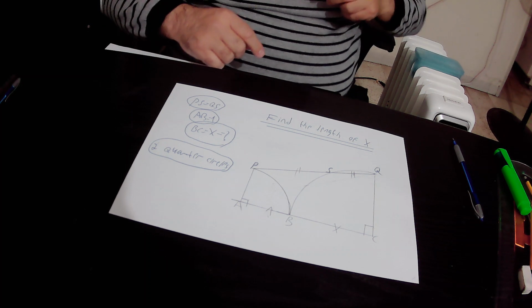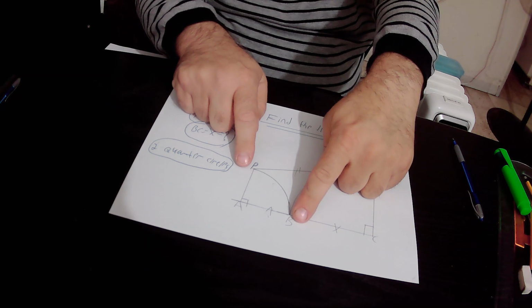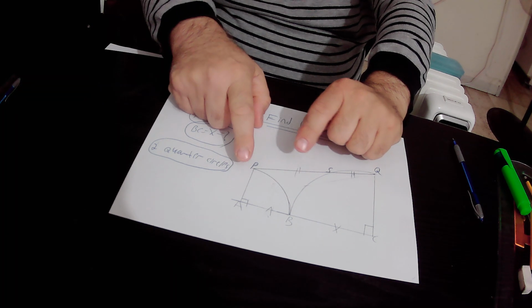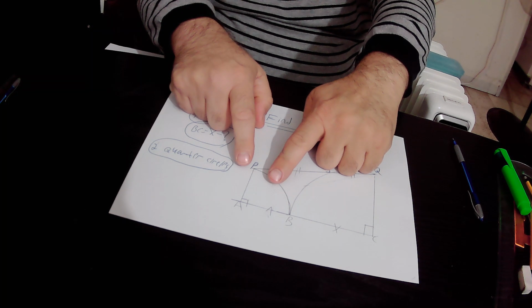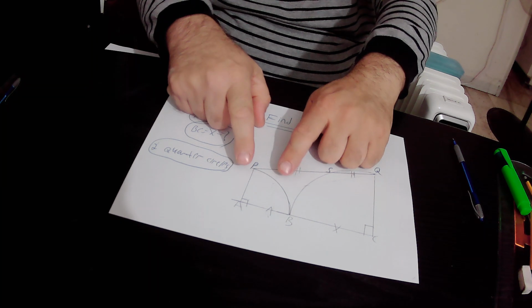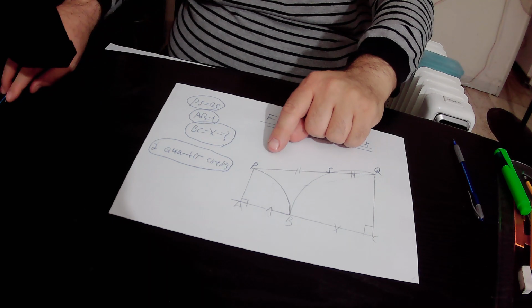So first of all, we know that this is a quarter circle, and therefore AB equals PA. They are both the radii of this quarter circle, therefore they are equal to each other. So AB equals 1, therefore PA must also be equal to 1 unit in its length.